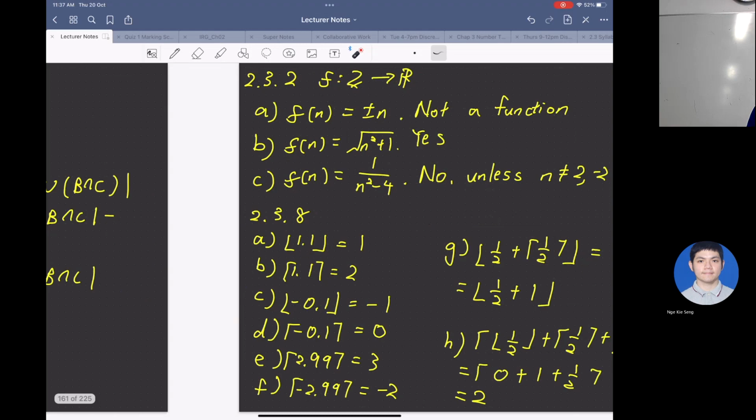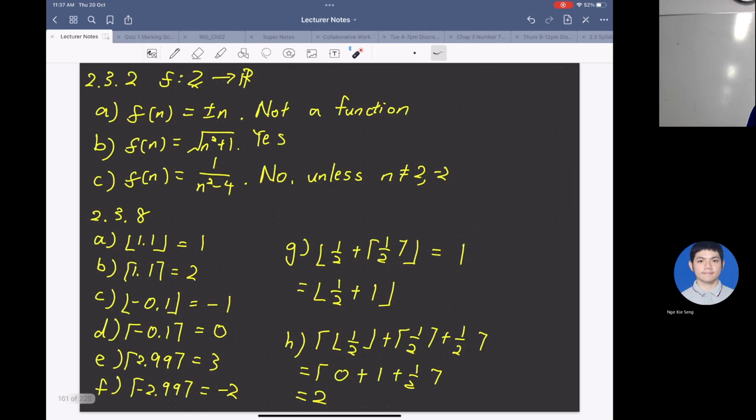Okay. 2.3.2, you have to decide whether it's a function or not. The first one is not a function because you define one number and then it goes to two numbers, plus or minus. Not sure which one to put. B, okay, B is the square root of x squared plus 1. Yes, it is a function.